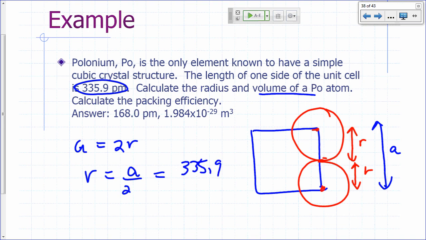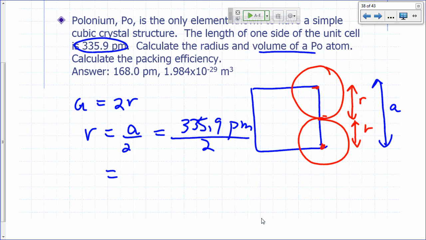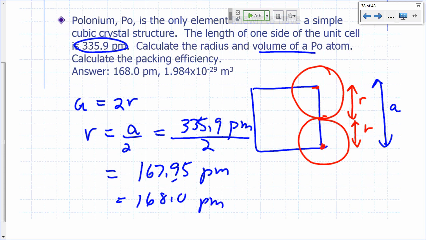335.9 picometers divided by 2, which gives us 167.95 picometers. So it's about 168.0 picometers if you do your sig figs, right? That's the radius of your polonium atom.